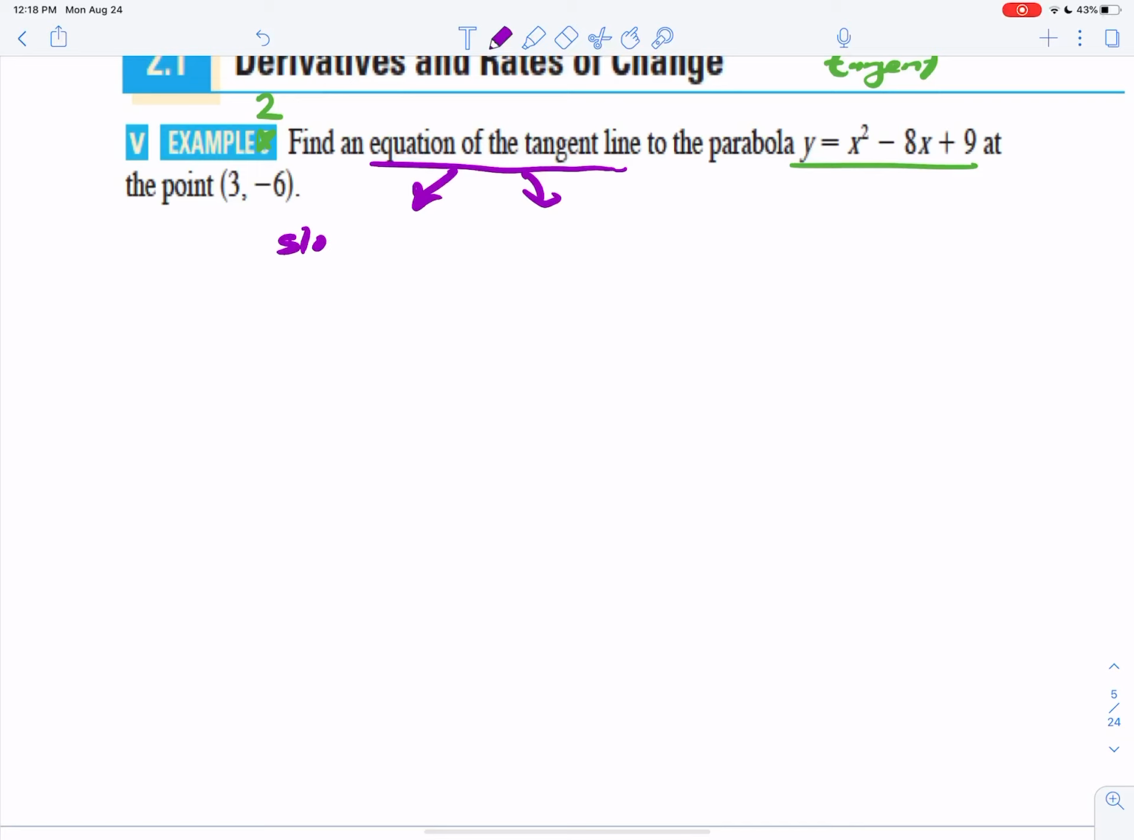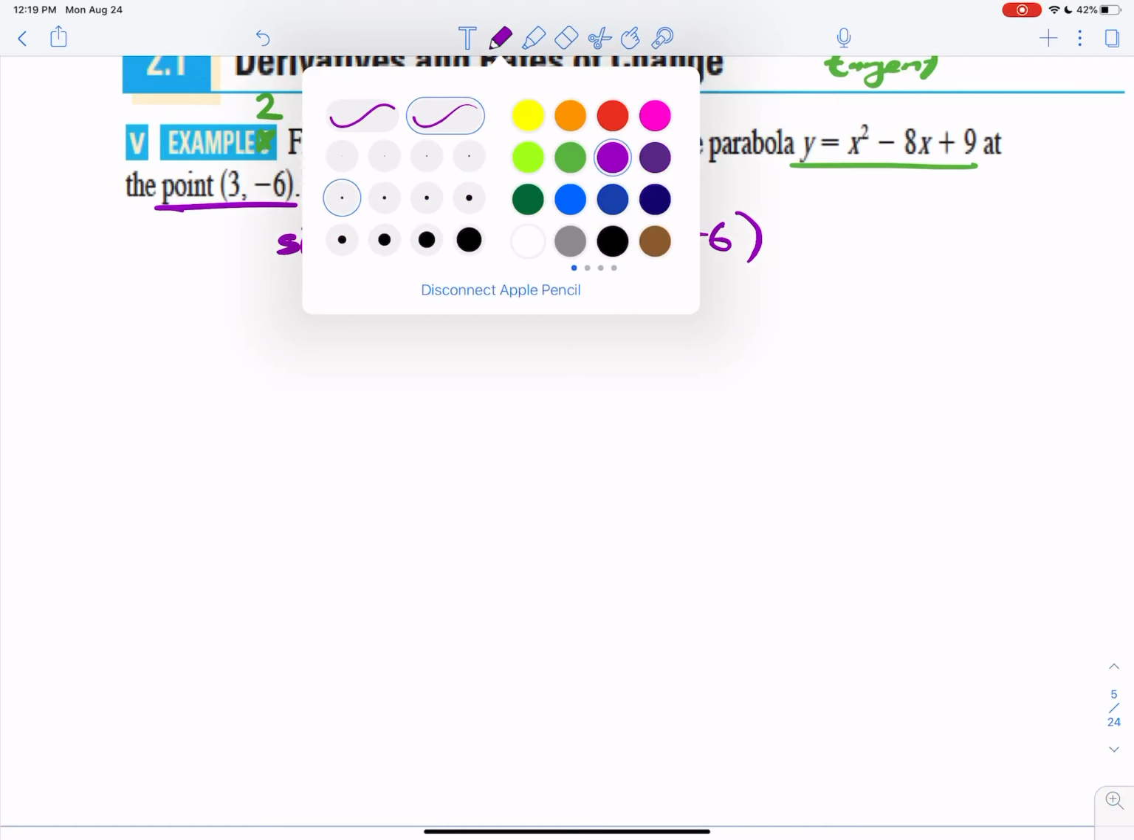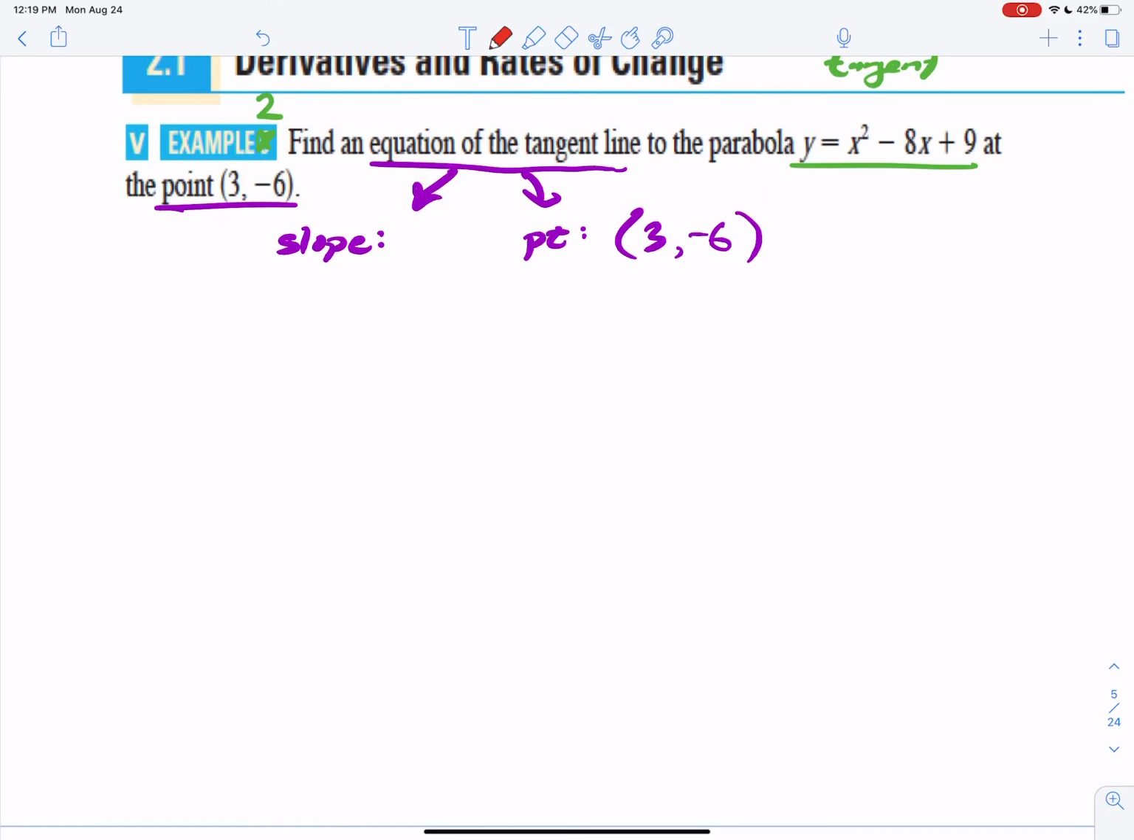We need a slope, and we need a point. We already know the point, so we're halfway done. As soon as I find out what the slope is, I can find my equation of a tangent line. So how do I find the slope of a tangent line? I need to use the derivative. Again, I'll write it out, and the more you write it out, the easier it is to stick.